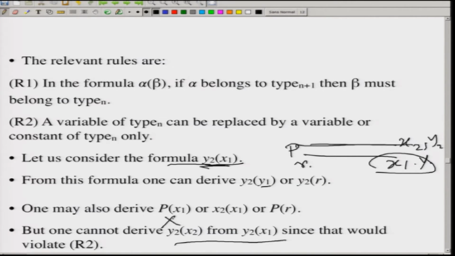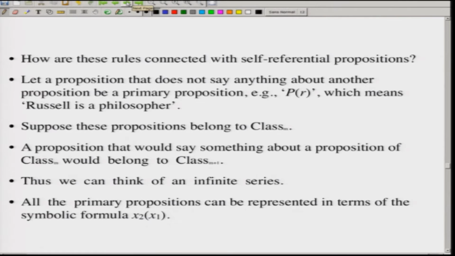x2 x1. That would violate R2. Why? Because x2 is a higher type, it cannot replace x1. So, it would be a violation of R2. That is why this is banned. This construction is prohibited. The point is, how are these rules connected with self-referential propositions? How do they prevent those things from happening?